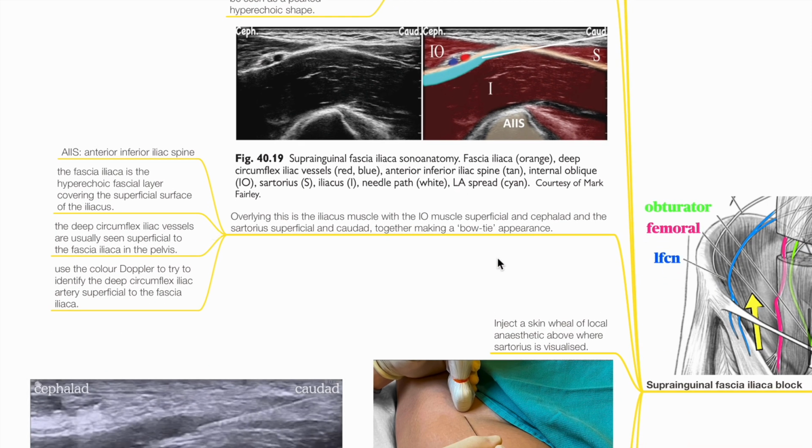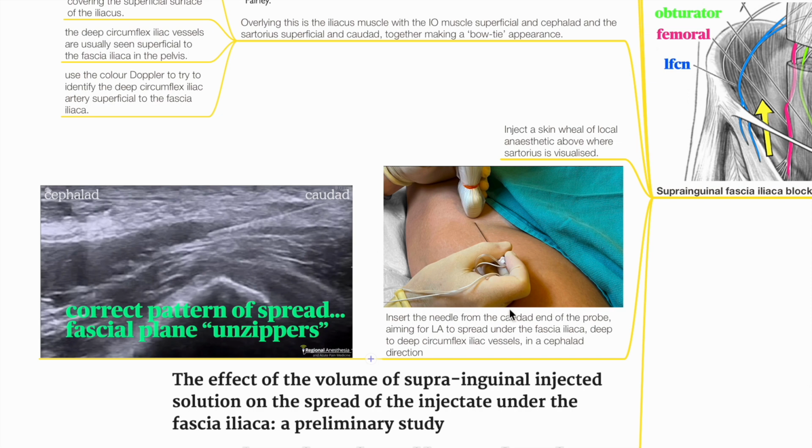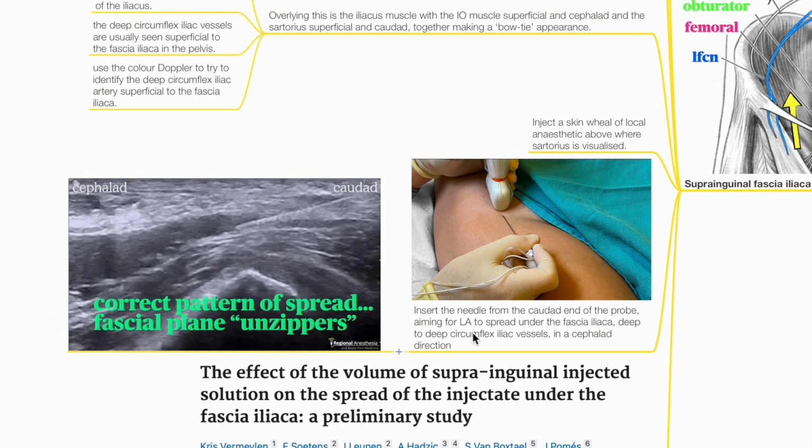Inject a skin wheal of local anesthetic above where the sartorius is visualized. Insert the needle from caudad end of the probe, aiming for local anesthetic spread under the fascia iliaca, deep to the deep circumflex iliac vessels in the cephalad direction. Correct pattern of spread is seen as the fascial plane being unzipped.